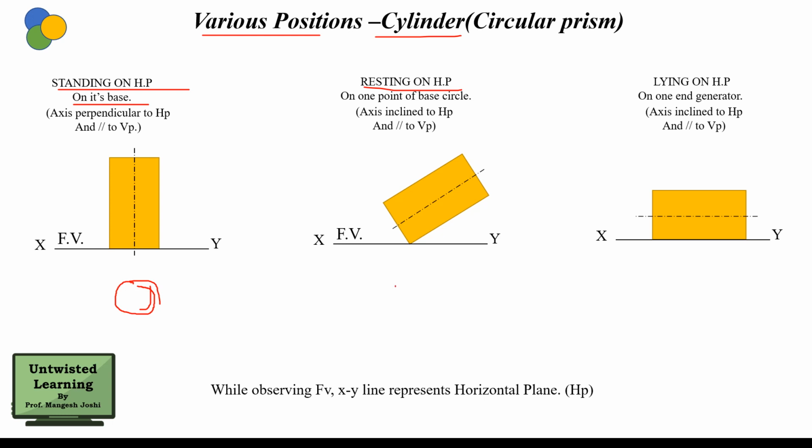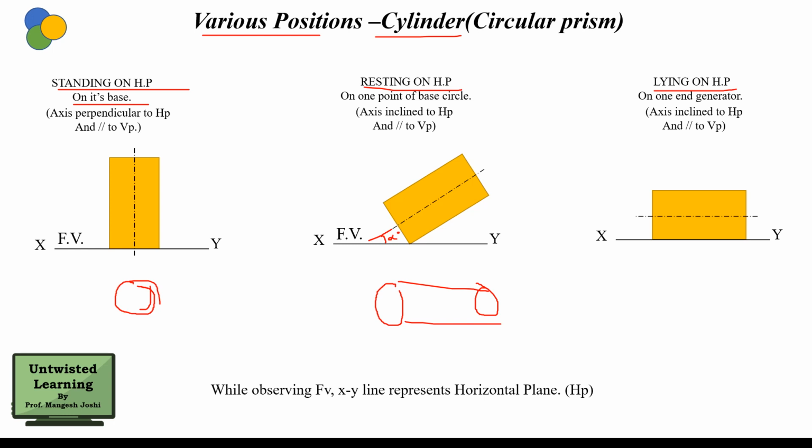You can see if you draw a top view of this, it will be something like this. So axis inclined to HP and parallel to VP, right? You can see this axis is inclined at some degrees to XY. This is the position of a cylinder resting on HP on one point of base circle.